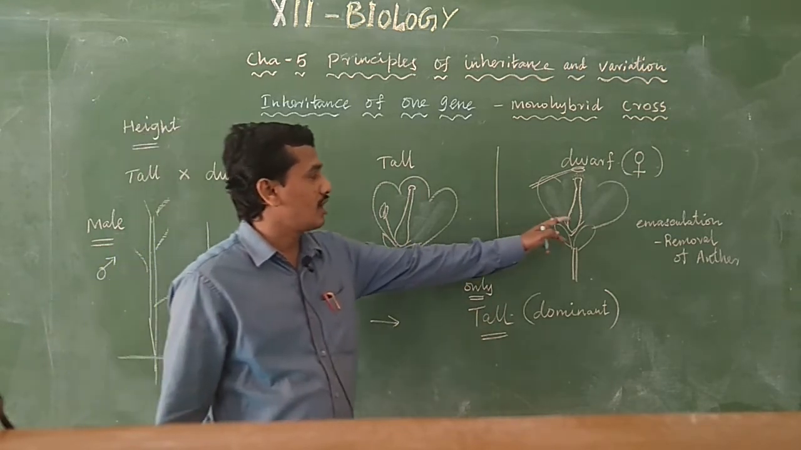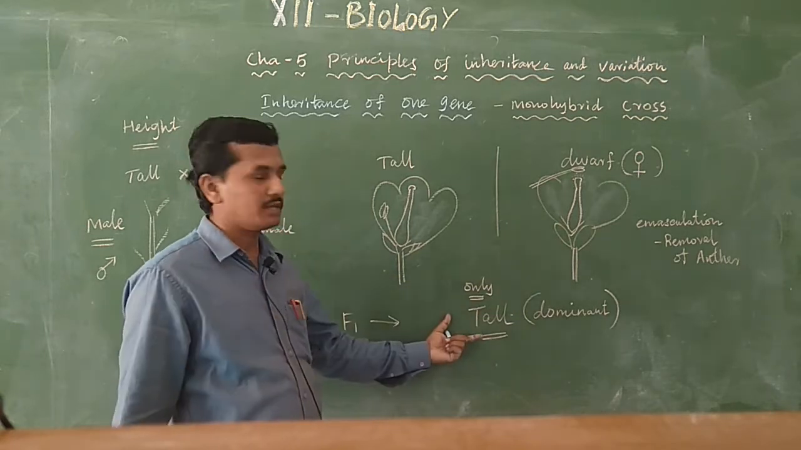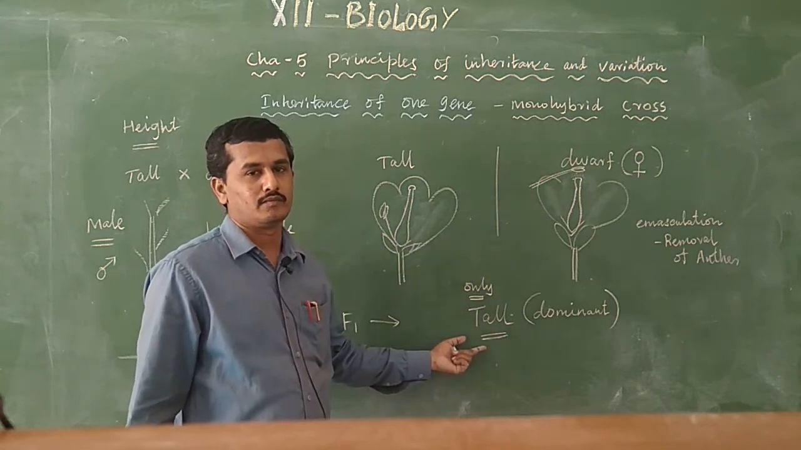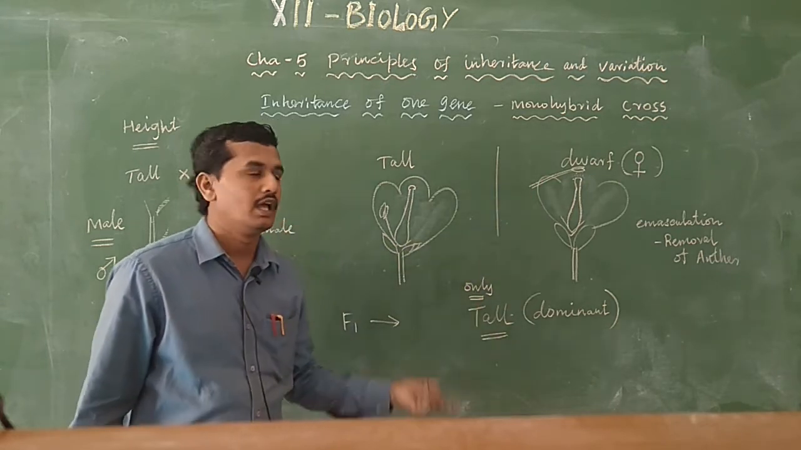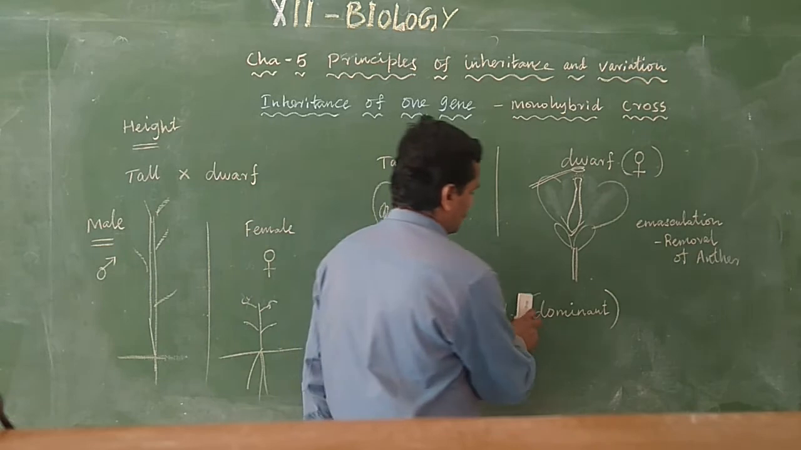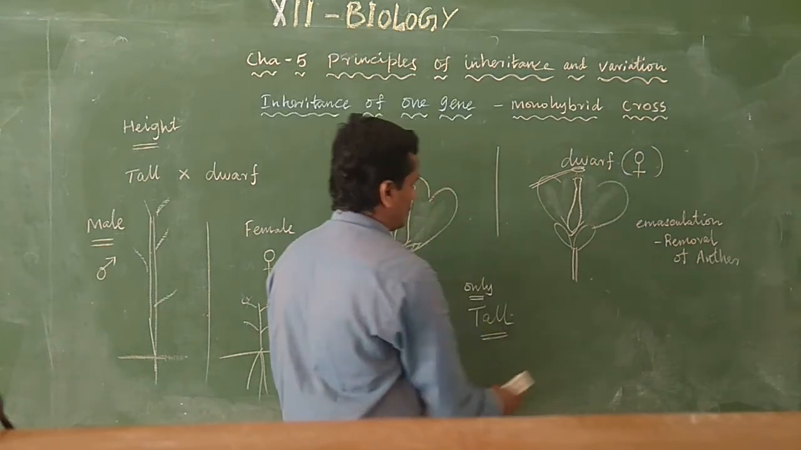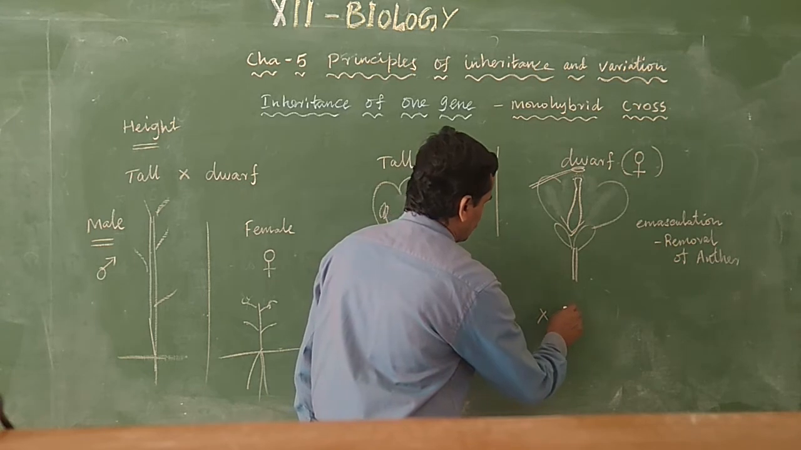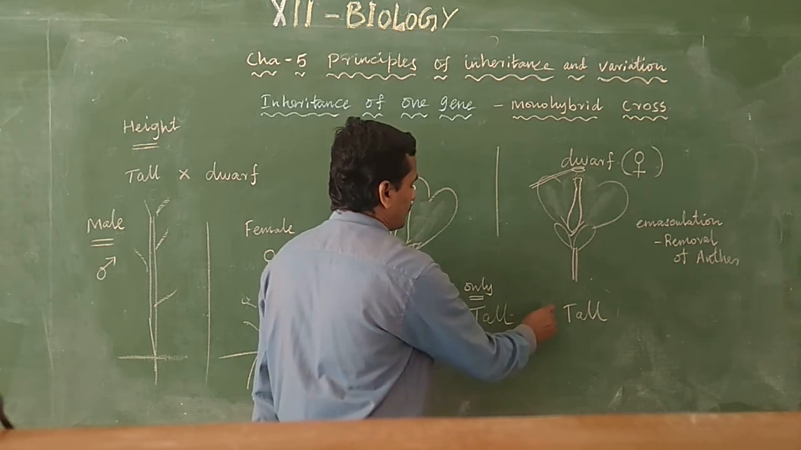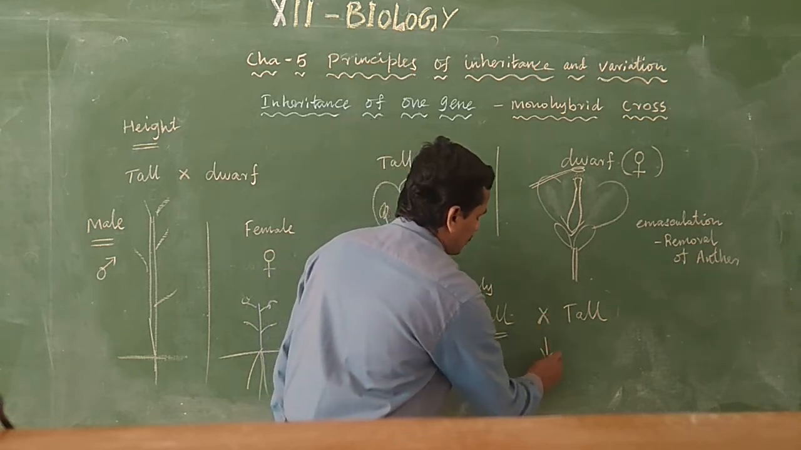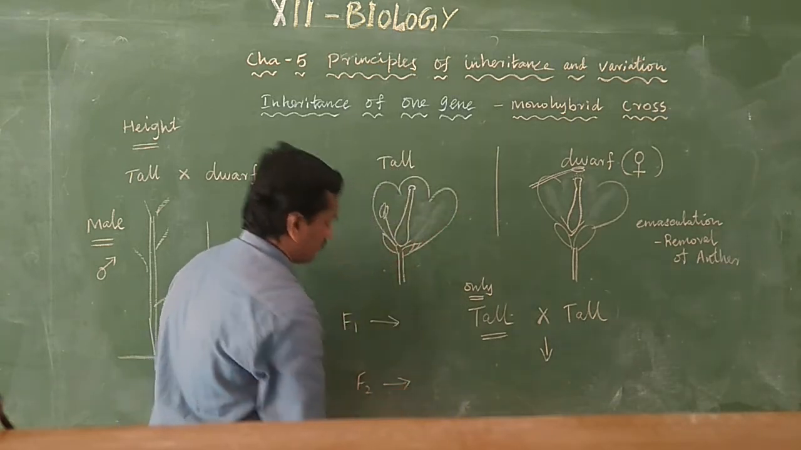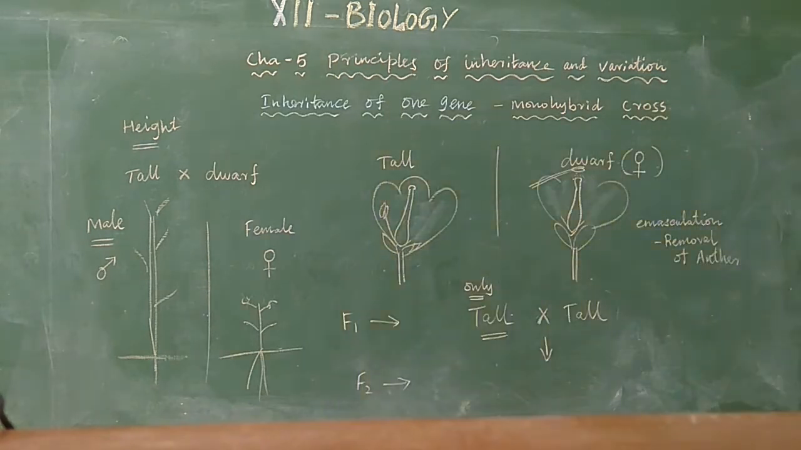The character that is not expressed is recessive. Here in the F1 generation, what type of character is expressed? Only tallness is expressed. Dwarf is not expressed. So dwarfness is recessive and tallness is dominant. Then the F1 tall plants are crossed with the same type of tall plants. Then Mendel produced another generation, that is the F2 generation.